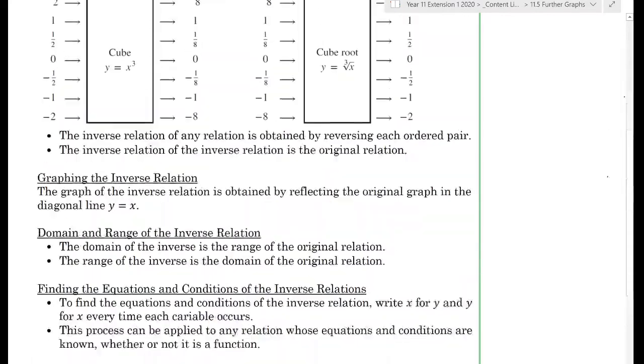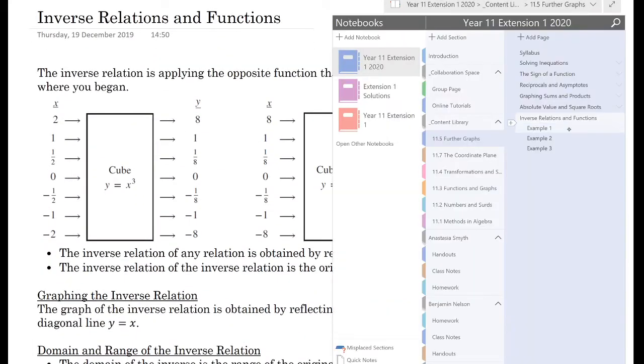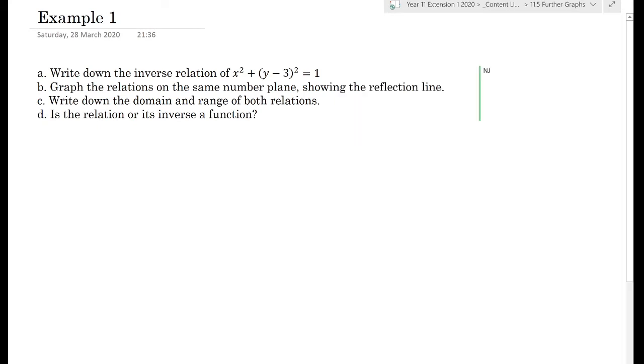Okay, so that's basically all the theory for this one. So we're just going to jump in and do the examples, and then that should do us. Write down the inverse relation of x squared plus y minus 3 squared is equal to 1. To write the inverse, we're going to swap the x's and the y's around. So y squared plus x minus 3 squared is equal to 1. And that's it. That's the inverse relation.